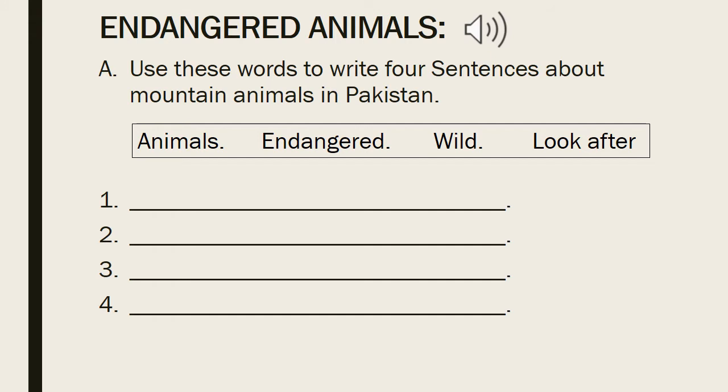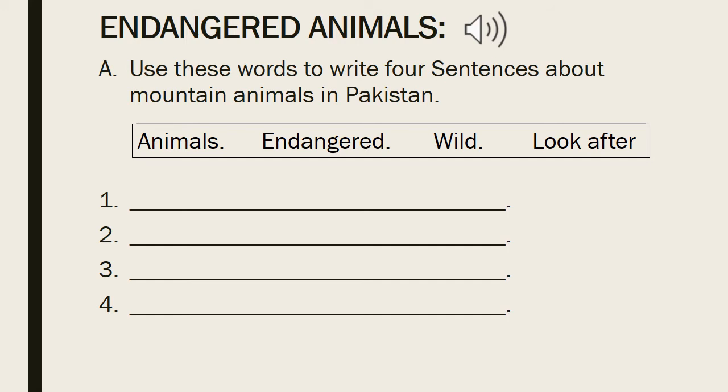Then you are given exercise A and B, in which you have to write a few sentences about how we can look after our wild animals, and you have to write 4 lines about the mountain animals of Pakistan. I am going to read the paragraph first, and then I'll explain it to you, and then I'll read the name of each of the animals, and then I'll explain the exercises to you.